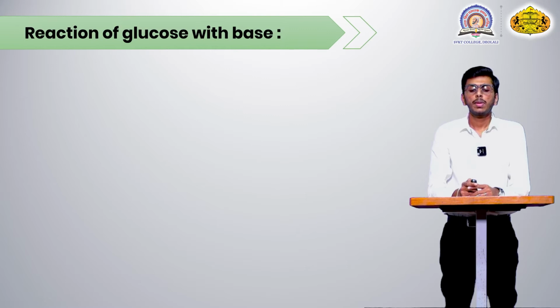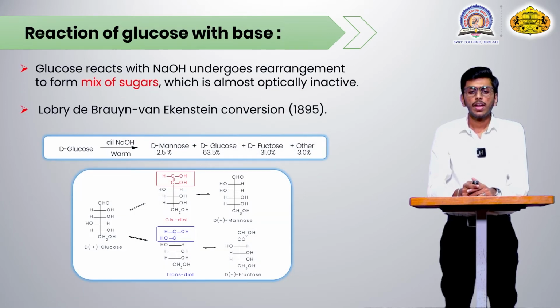Reaction of glucose with base. Glucose reacting with NaOH undergoes a rearrangement reaction to form a mixture of sugars. This mixture is almost optically inactive. This conversion is known as the Lobry de Bruyn-van Ekenstein transformation, given in 1895. We can see in the reaction that D-glucose on treatment with dilute NaOH and warming gives 2.5% of D-mannose, 63.5% of D-glucose, 31% of D-fructose and 3% other degraded products.